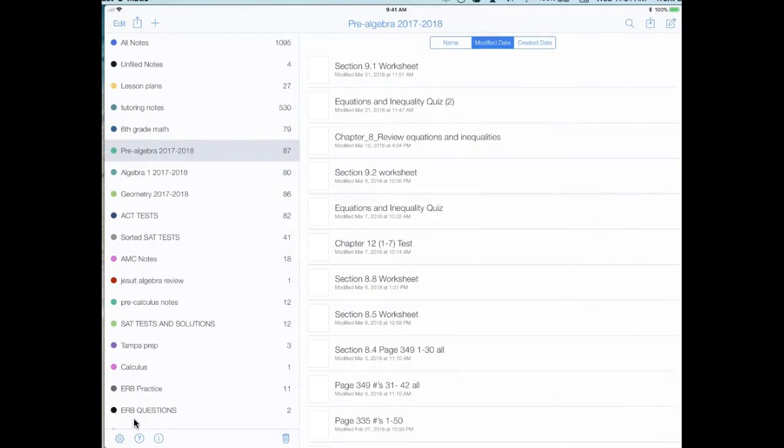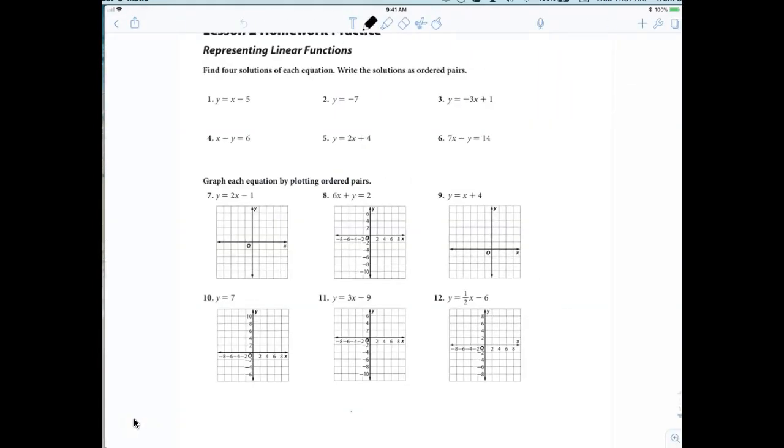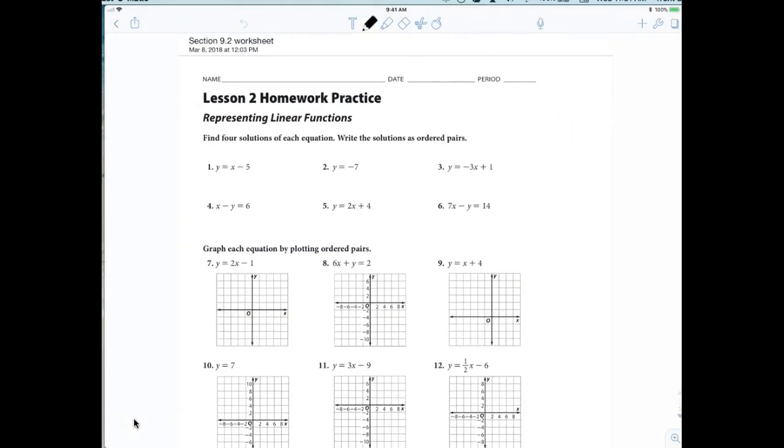All right. So everybody pull up 9.2 now. Everybody pull up 9.2. 9.2, 9.2. You good? Everybody's good? Let's go, let's go.